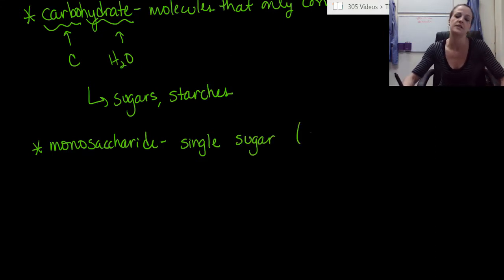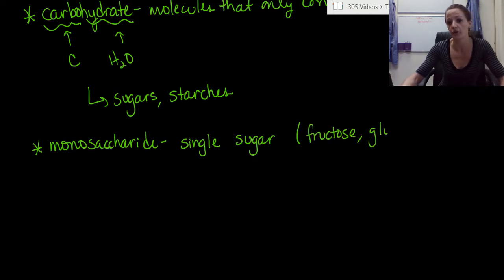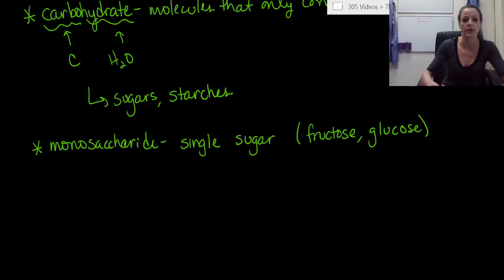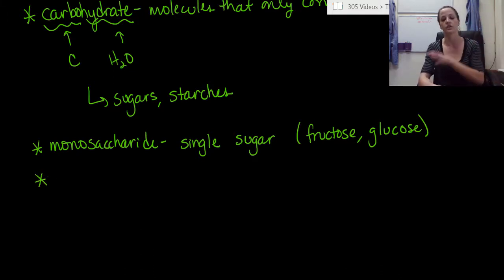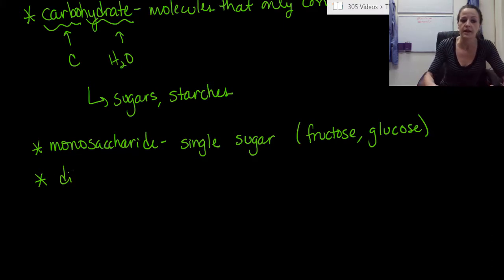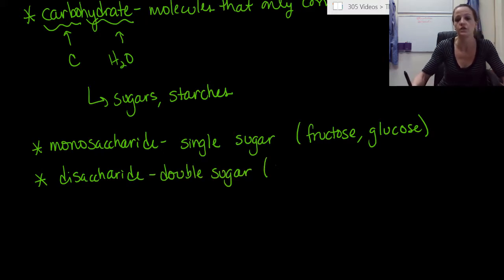And so now our classic examples of this are fructose and glucose, and I'll show you the molecular formula for these in just a second, but I want to get through the definitions first. So monosaccharide meaning mono, one, saccharide, sugar, so single sugar. So then, as expected, a disaccharide would be a double sugar. Okay, and our classic example of this one is sucrose. And then the last example is your polysaccharide.